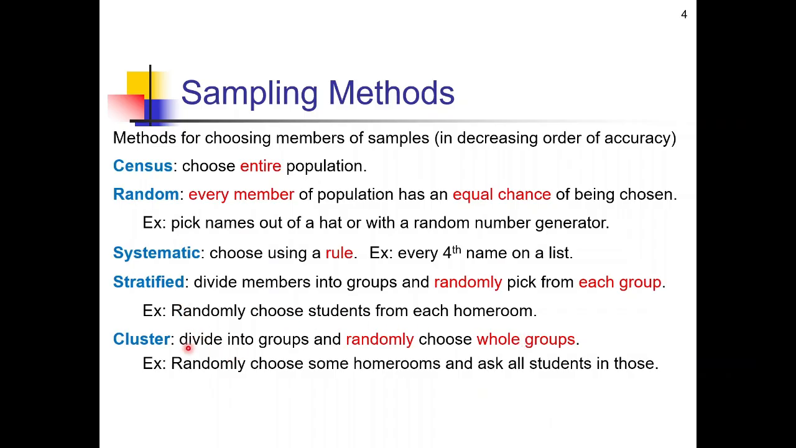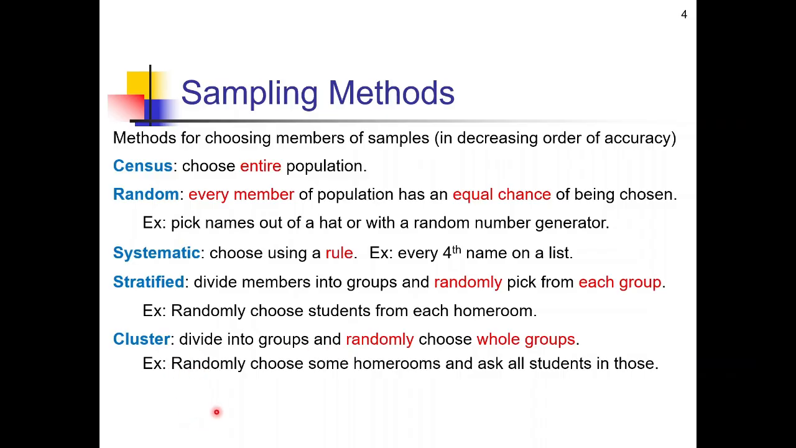So this method might be a little bit more convenient to implement than the stratified method because you don't have to go to a bunch of different homerooms, you just go to a few of them. But it does definitely have some issues if the groups that you've broken your population into are too different from each other, so that you're completely underrepresenting certain members of the groups.